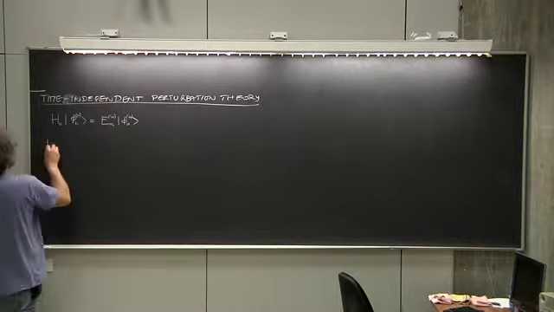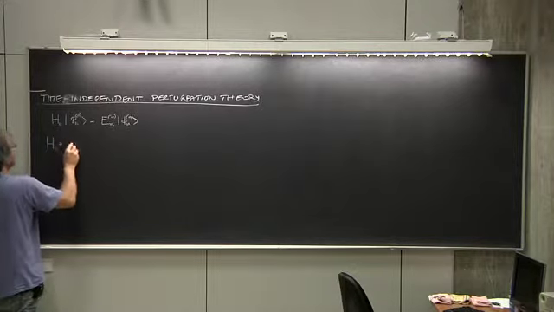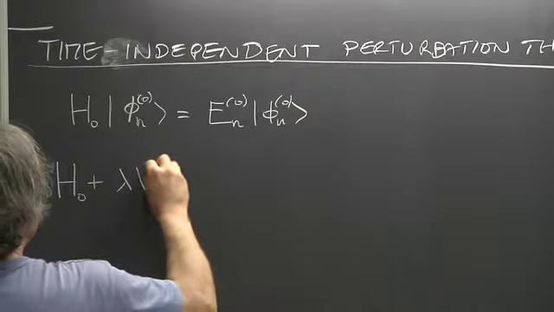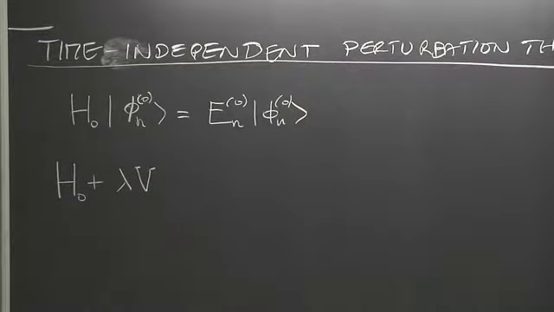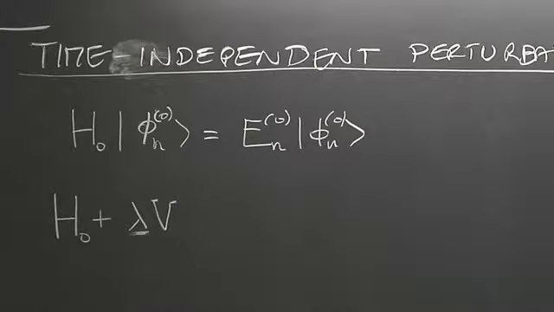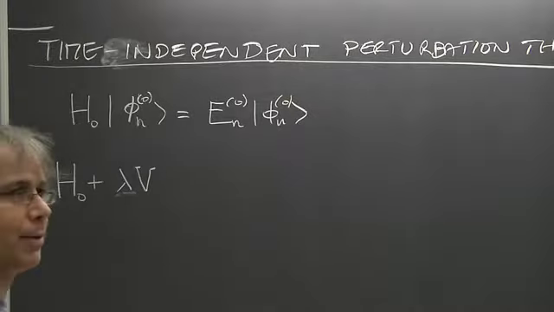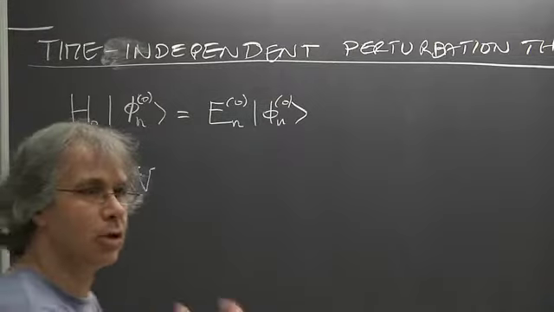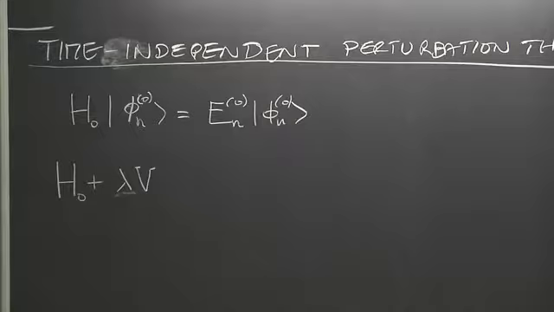Now, I give you the following problem, H0 plus some lambda V, some perturbation. So for instance, in the harmonic oscillator could be some x cubed or some x to the 4th potential. In the hydrogen atom could be, for instance, the spin orbit coupling term, or any other perturbation. I put a lambda in front of it because this is a parameter that I will put to 1 in the end. So it's a parameter that I can vary from 0 to 1, and it gives me the order of perturbation theory in a very simple way.